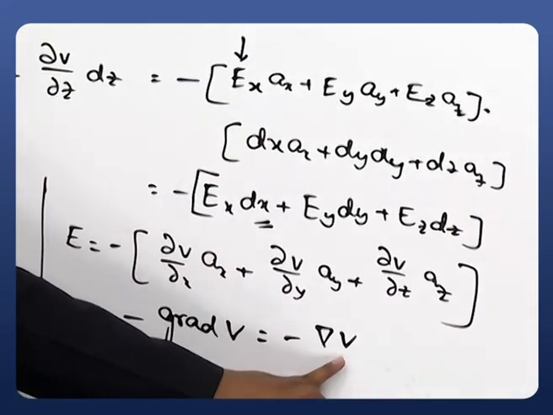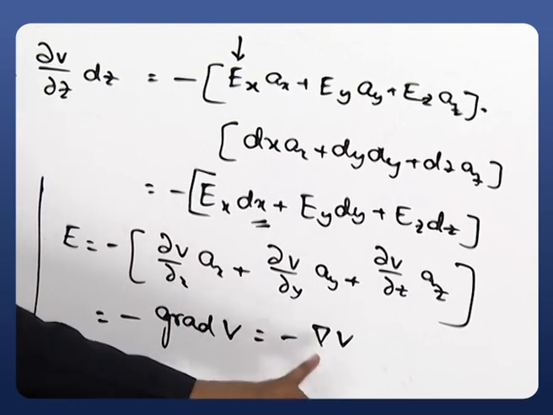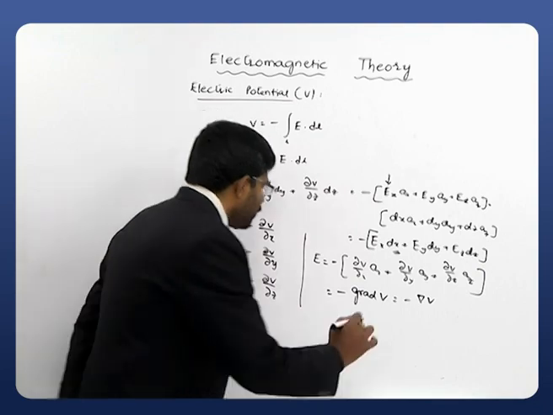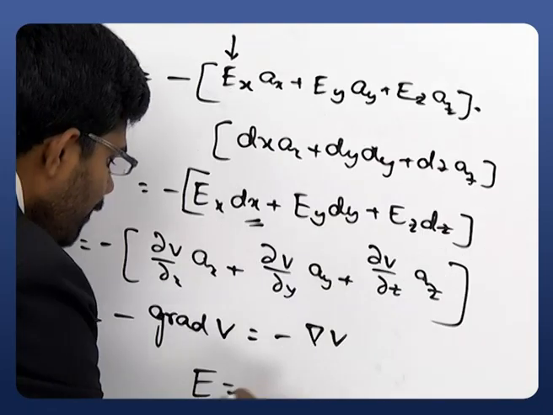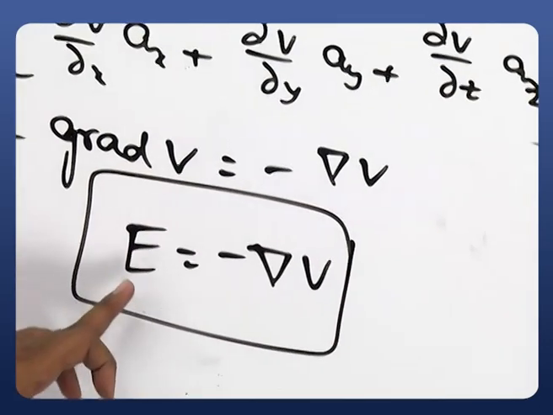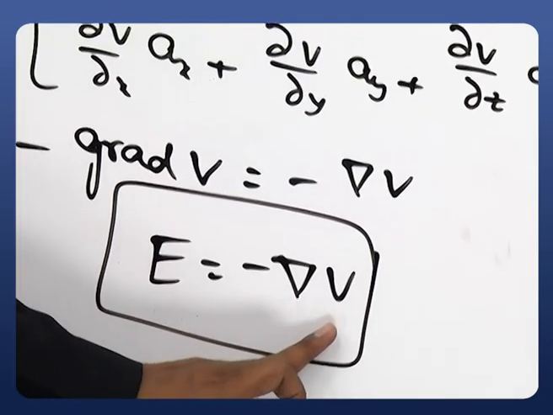It's the potential V. So E is equal to minus gradient of V. This E equal to minus gradient of V is a very useful equation that gives the electric field intensity when we have the potential.